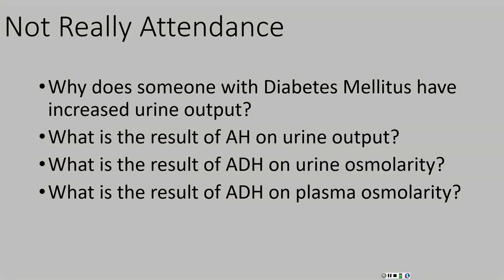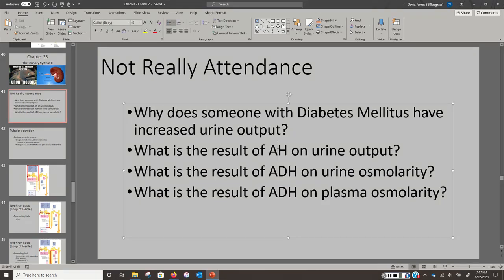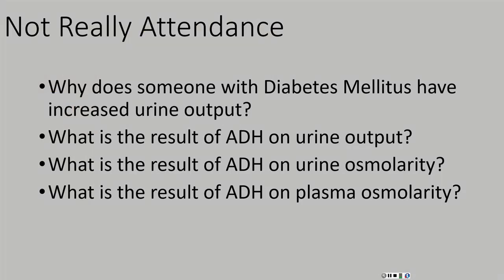And let's go ahead and talk about not really attendance questions. Why does someone with diabetes mellitus, and again that's the diabetes that we tend to think of when we think of diabetes, have increased urine output? What is the result of, that should be ADH on urine output. Let me go ahead and fix that. What is the effect of ADH on urine output? What is the result of ADH on urine osmolarity? And what is the result of ADH on plasma osmolarity? So go ahead and pause your video and try to answer these.